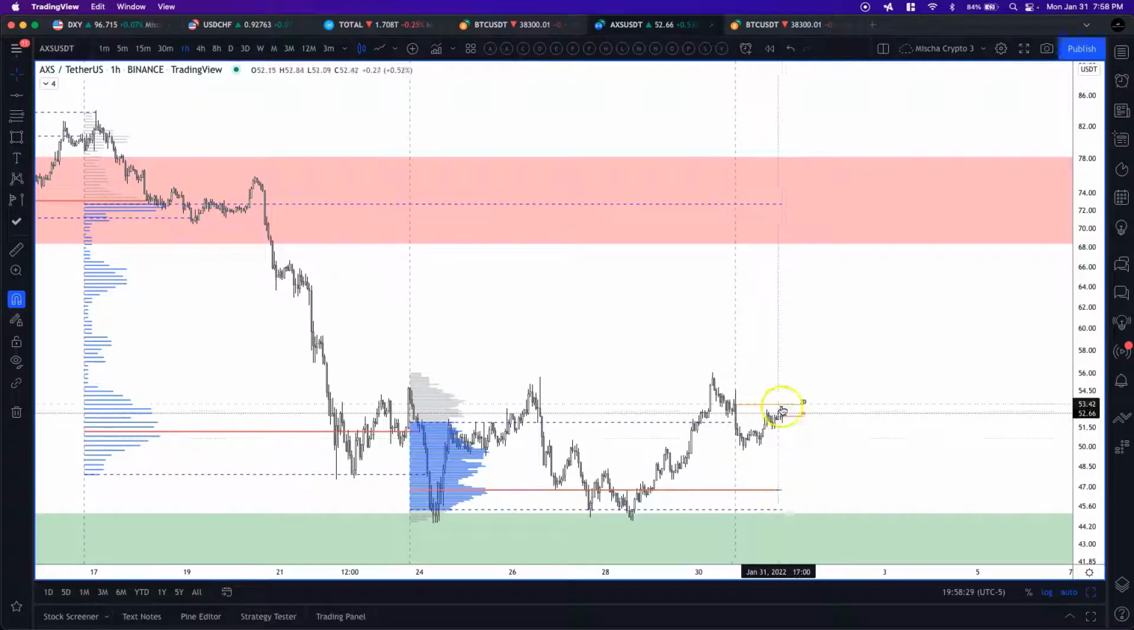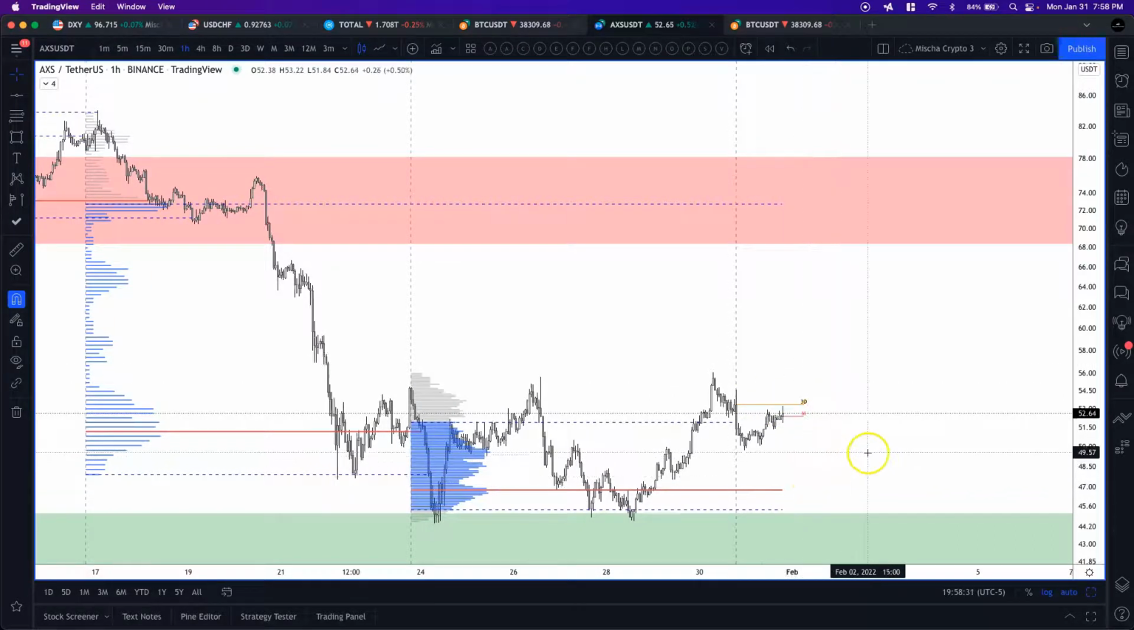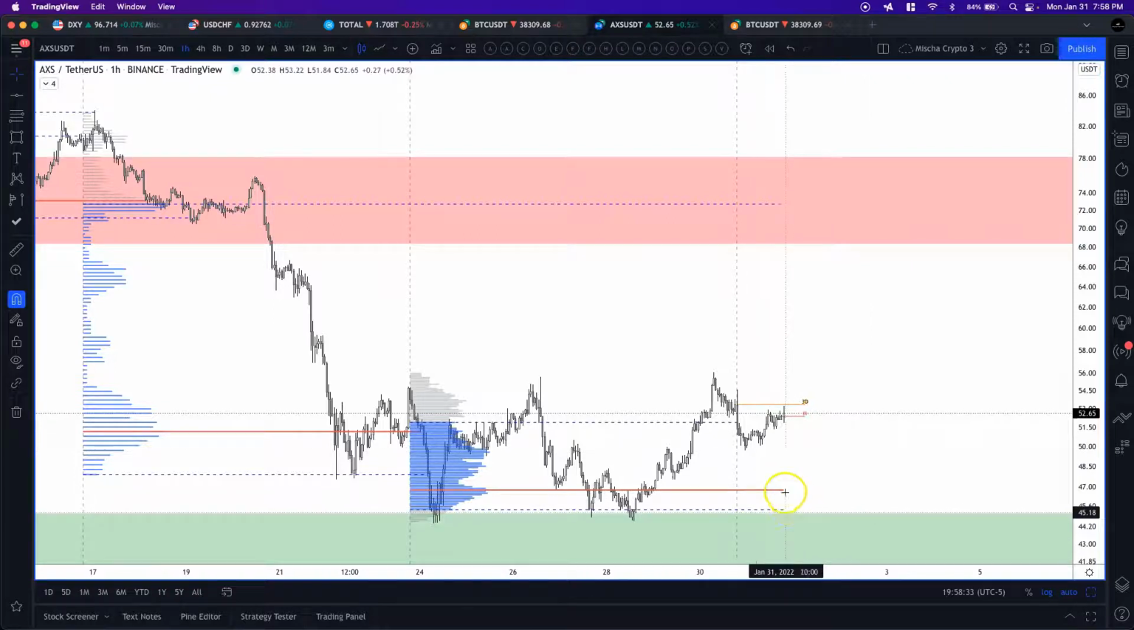Now, if we're able to go back down within this value and start consolidating, we're going to have to pay attention to this area right here, because if that breaks, then we can see more downside on AXS. But as long as we stay above last week's value area high, we would expect prices to rally up to this area. So that's going to be it for this video, guys.